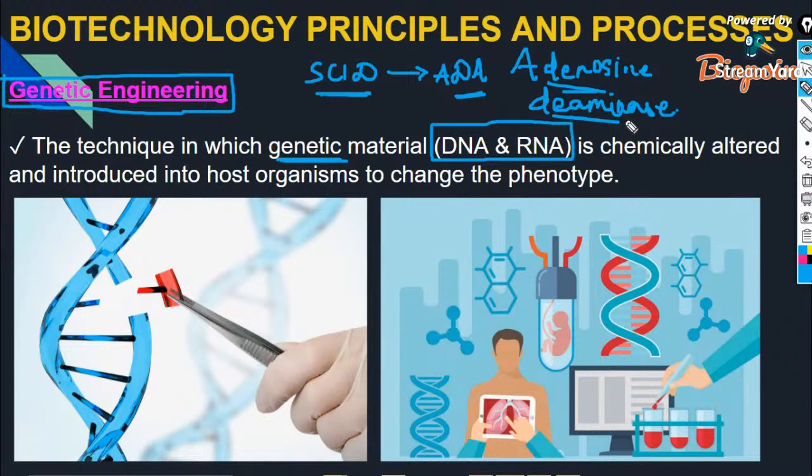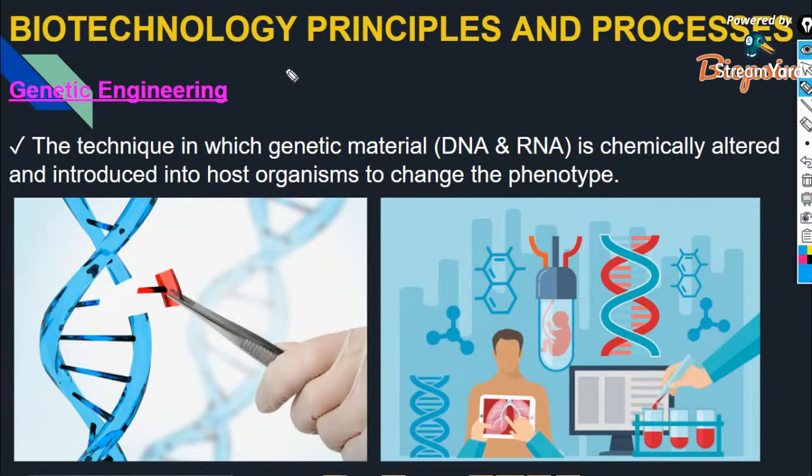Phenotype means the external feature. Phenotype refers to the observable character. For example, we have to convert a dwarf person into a tall person. Look at the example. We have to convert a short organism into a long, or grown up, organism.